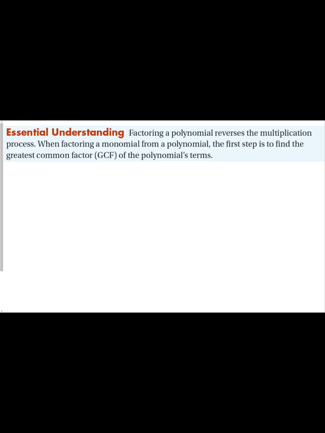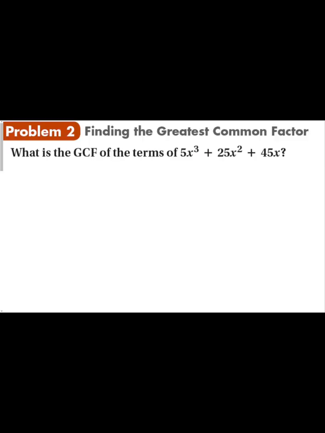When we talk about factoring, to factor a polynomial, now this is going to reverse the multiplication process. When factoring a monomial from a polynomial, the first step is to find the greatest common factor, or the GCF, of the polynomial's terms. So, to find the GCF, we are going to find the greatest common factor of all three of these terms. Now, let's break down exactly how this works, and then we'll look at a couple of shortcuts.